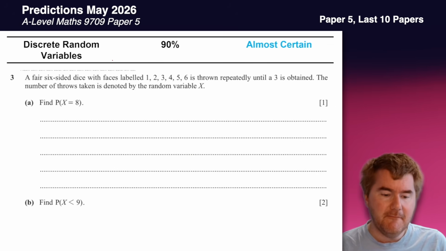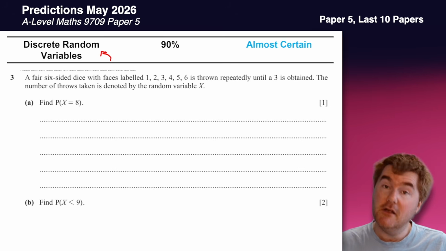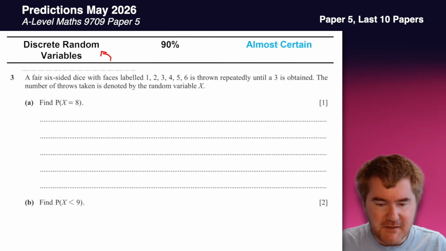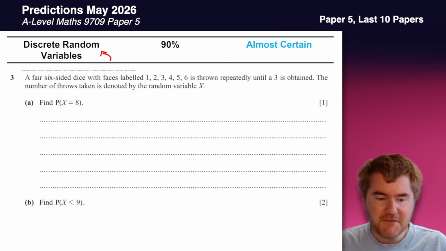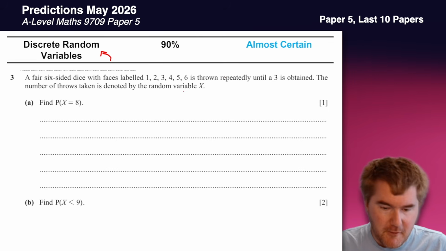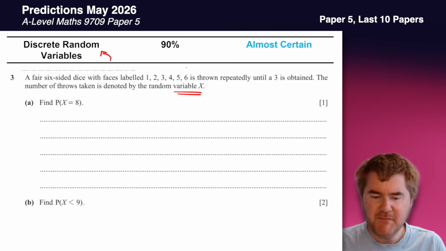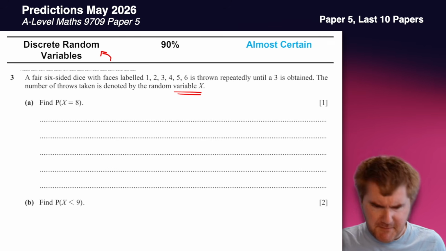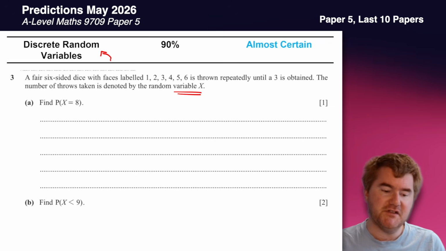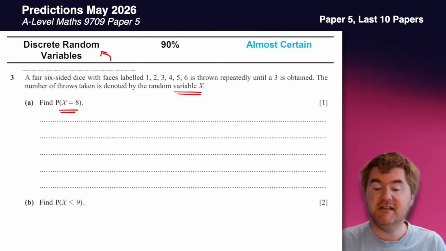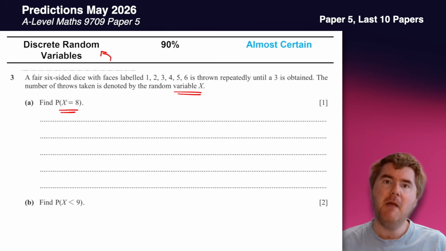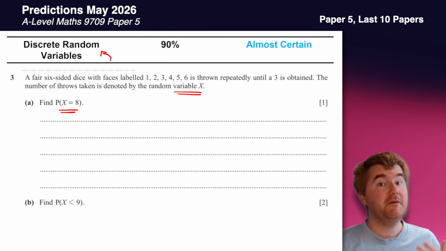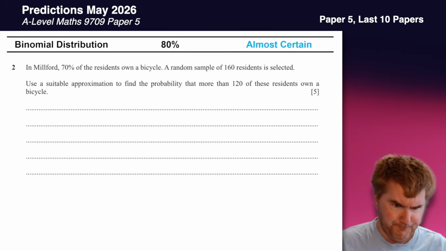On to discrete random variables. Okay, so this is something new to you. 90% almost certain, more or less comes up every time. And this is where we actually have to work with a random variable, hence why it's called discrete random variables. And it's often something like a dice that's thrown or an unfair dice sometimes, and you have to work out specific results. Now you can actually do this using a sample space diagram. If you've developed the skill of discrete random variables, that's going to save you a lot of time working with expected value and variance.